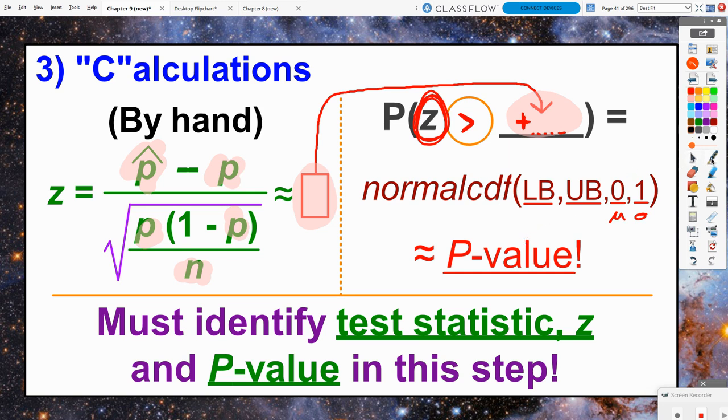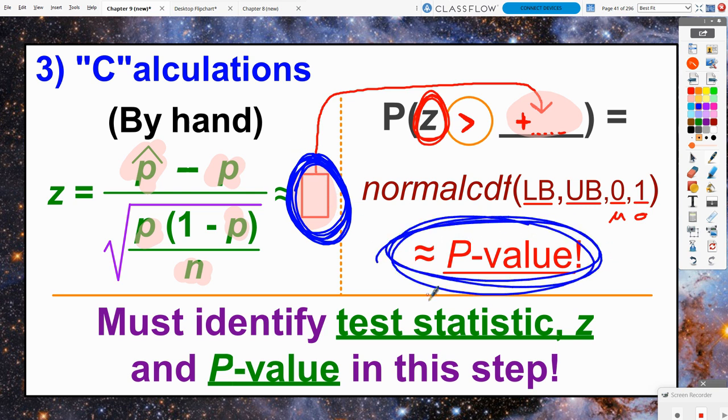Now, what is really important here is on the AP exam, obviously the p-value is the thing that we're after. But on the AP exam, not only do you have to come up with the p-value, but you also need to state what that test statistic was, what that z test statistic value was. So I need to know what the test statistic is and what the p-value is in that problem to get full credit.